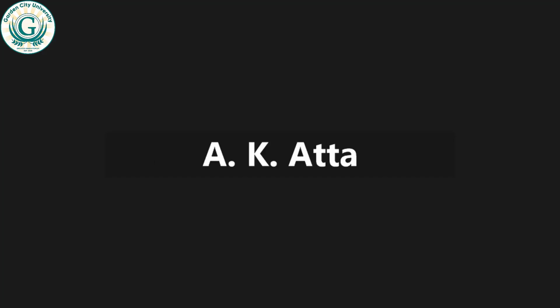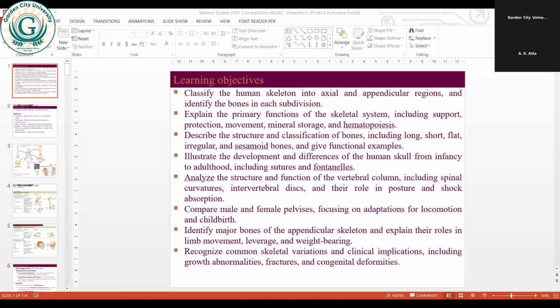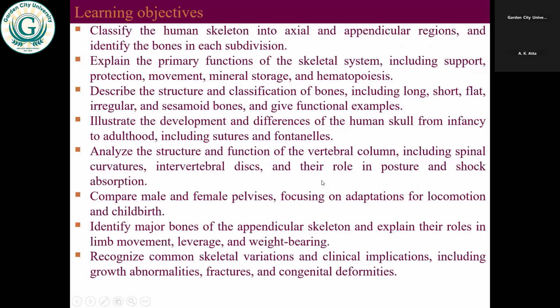Okay, so this morning we'll continue our discussion on the skeletal system. I'll try and move fast today because we have a lot to cover before the semester ends.